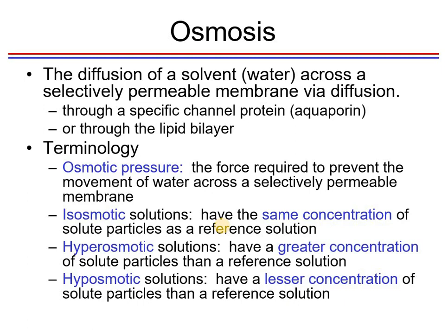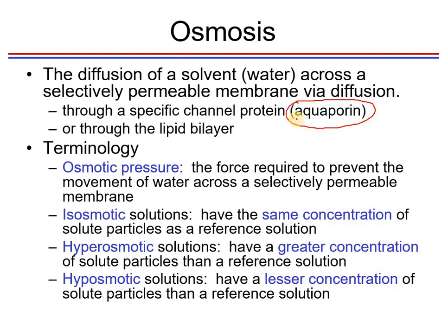Napunta naman tayo sa isang klase ng diffusion which is called osmosis. So this is the diffusion of solvent, not the solute, across a selectively permeable membrane via diffusion. So through a specific channel protein we call aquaporins. Yan. So merong mga special na channel proteins na nagkikater sa transport ng water molecules. Yan. So tinatawag sila na aquaporins.